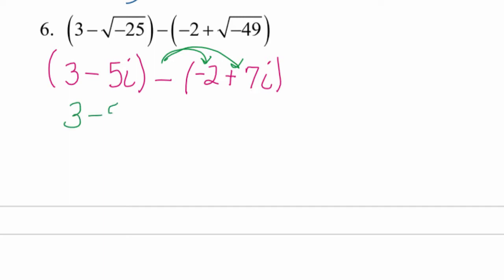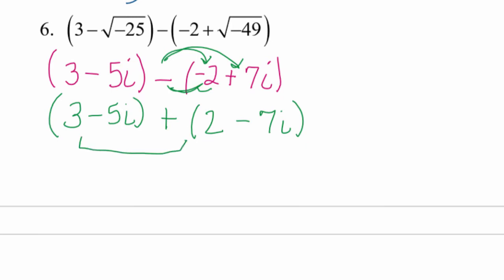So 3 minus 5i plus, now this negative 2 becomes a positive 2, because we're changing the sign. And this positive 7i becomes a negative 7i. So we're changing those signs. Add together the real parts, which is 5. Add together the imaginary parts, which is negative 12i. Well done.